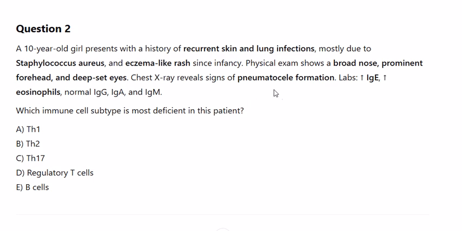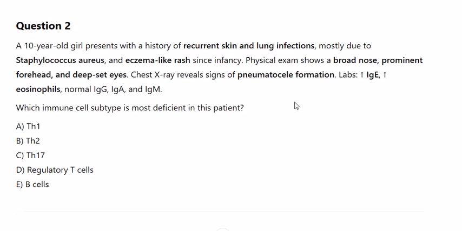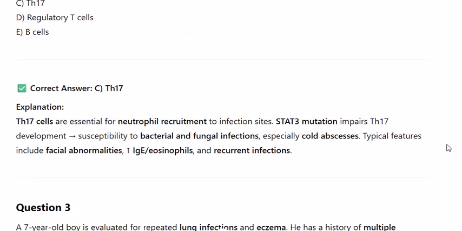STAT3 mutation impairs Th17 development, causing susceptibility to bacterial and fungal infections, especially cold abscesses. Typical features include facial abnormalities, high IgE, eosinophilia, and recurrent infections.